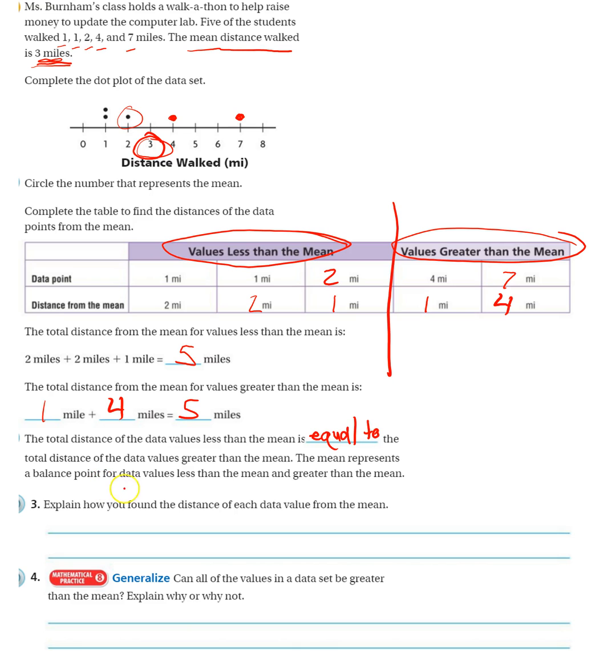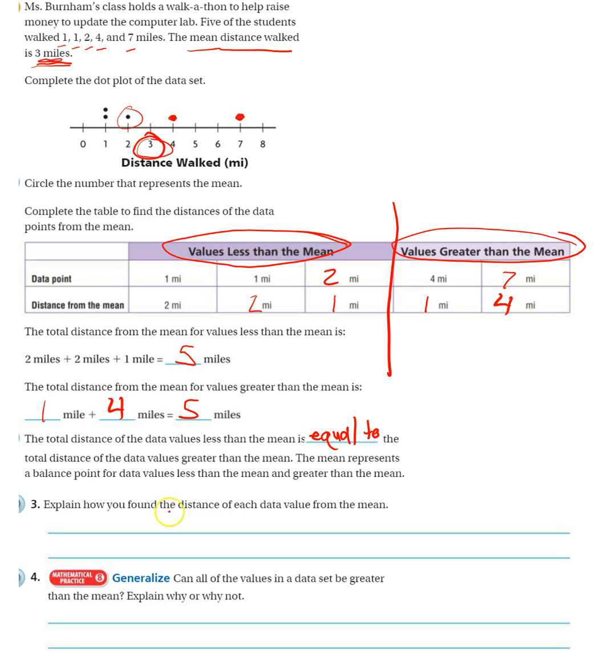The mean represents a balance point for the data values less than the mean and greater than the mean. So it's a balancing point. The mean is kind of in the middle, not physically in the middle, but value-wise in the middle.